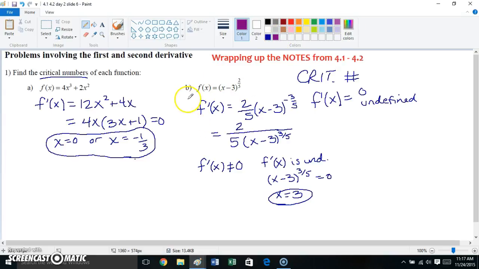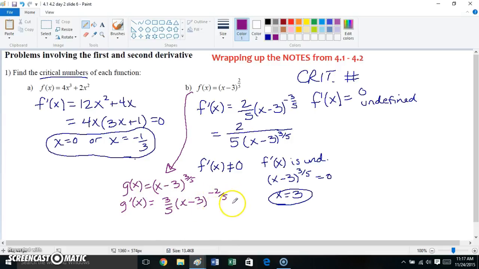Let me just do a different example for part B for a second, to refresh your memory about some things. What if g of x was equal to (x minus 3) to the 3/5? Its derivative would be 3/5 times (x minus 3) to the negative 2/5. I just want to think about the difference, looking ahead, between g prime of x and f prime of x.